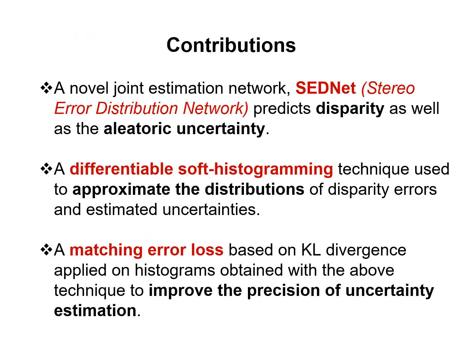In our work, we present a novel joint estimation network called SEDNet, a stereo error distribution network that enhances not only the performance of disparity prediction, but also the estimation of aleatoric uncertainty. We introduce a new approach to approximate disparity error and uncertainty distributions using a differentiable soft histogramming technique. Additionally, we propose a matching error loss based on KL divergence, applying to the histograms generated by the above technique to enhance the precision of uncertainty estimation.